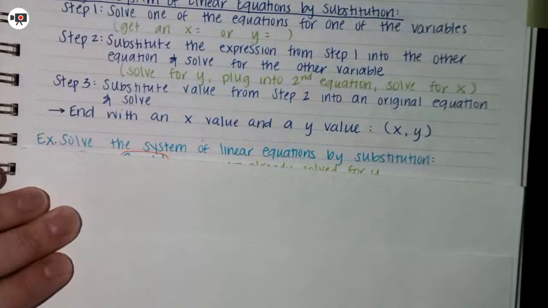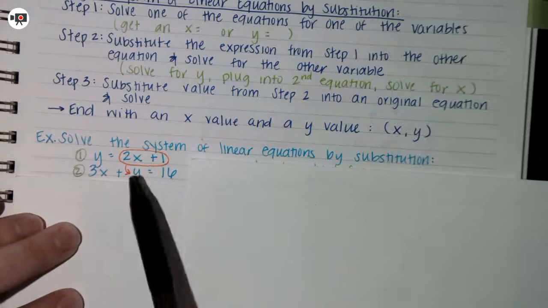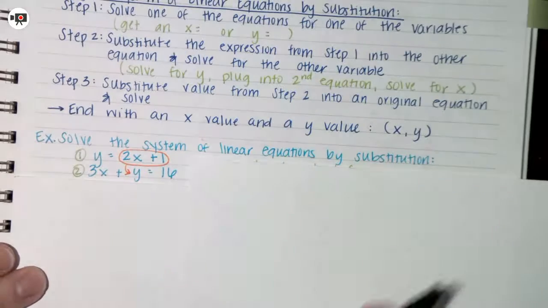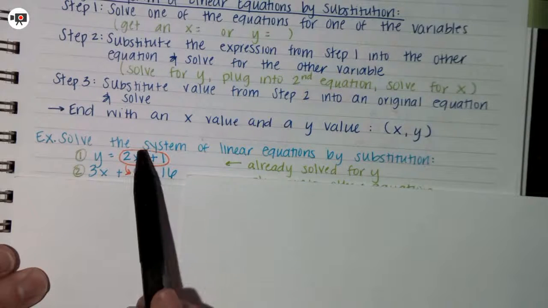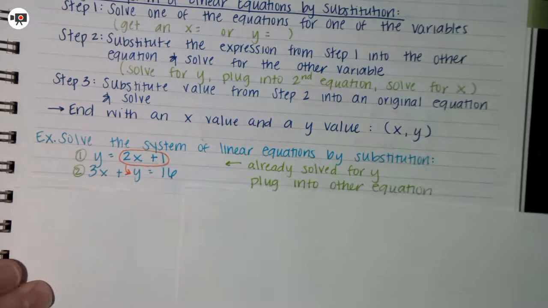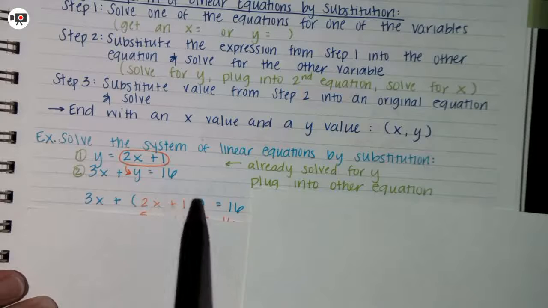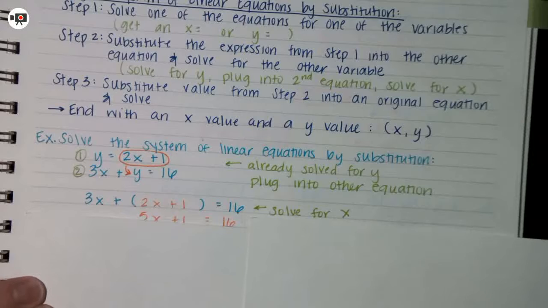So, let's try an example. Solve the system of linear equations by substitution. If we have y equals 2x plus 1 and 3x plus y equals 16, I'm already given a y equals. So all I have to do is take everything that y is and plug it into the other equation for that variable. So instead of writing y, I'm going to write 2x plus 1. So I have 3x plus y, but I substituted in for y, equals 16. Now everything is written in x's, and I will solve for x.